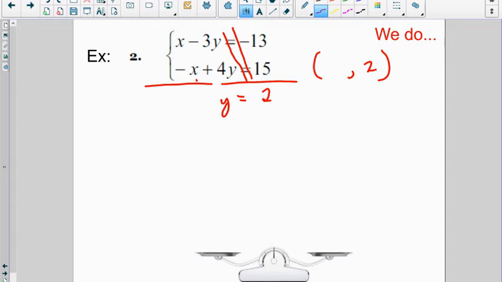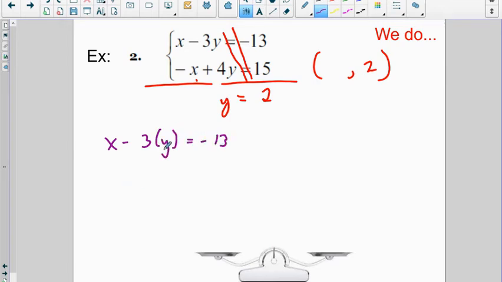Doesn't really matter. I see that in my first equation, if I'm trying to solve for x, I already kind of have x by itself because there's not a number in front of it. Like down here, there's a negative 1 in front of the x, so it's going to produce an extra step. So you know what? I'm going to use the first equation. X minus 3 times y equals negative 13.